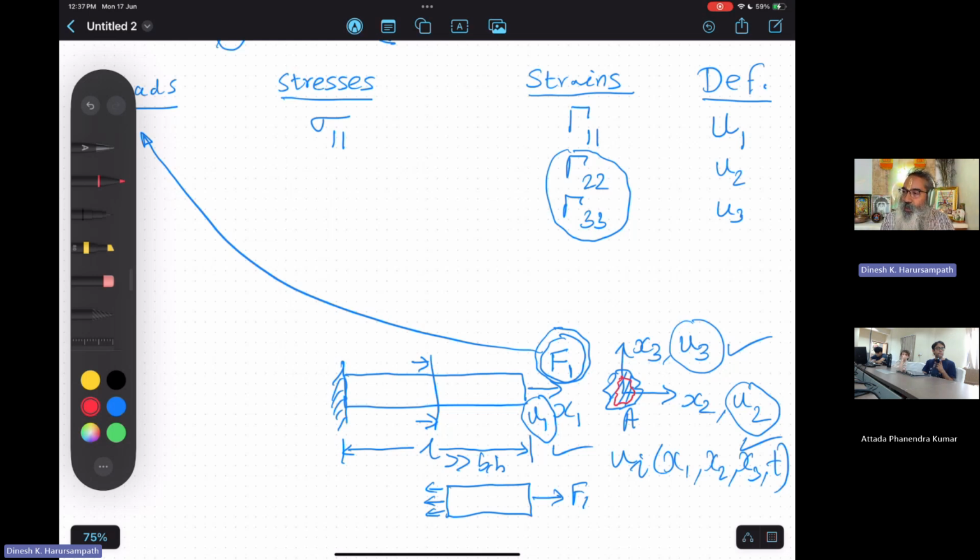If I pull it apart sufficiently and the Poisson's ratio is reasonably large, then you might end up with something like this. It might be a similar shape, but the size is reduced. That's essentially what your Poisson's effect does. So you can see that in general, there can be U2 and U3 as well, just like you had a gamma 22 and gamma 33, but those are secondary effects, which are essentially your Poisson's effects.